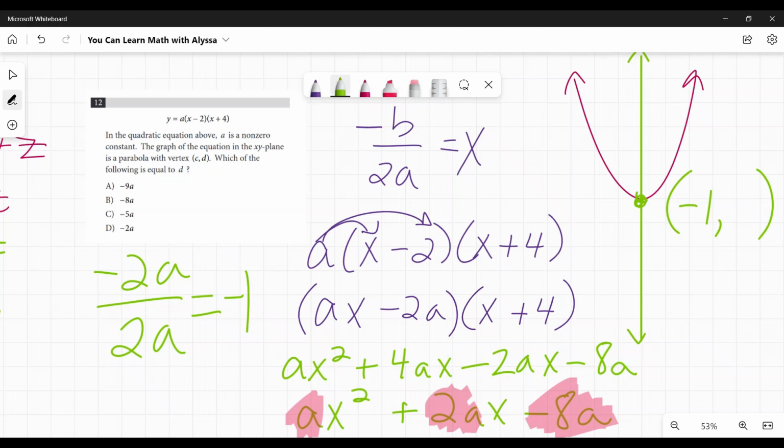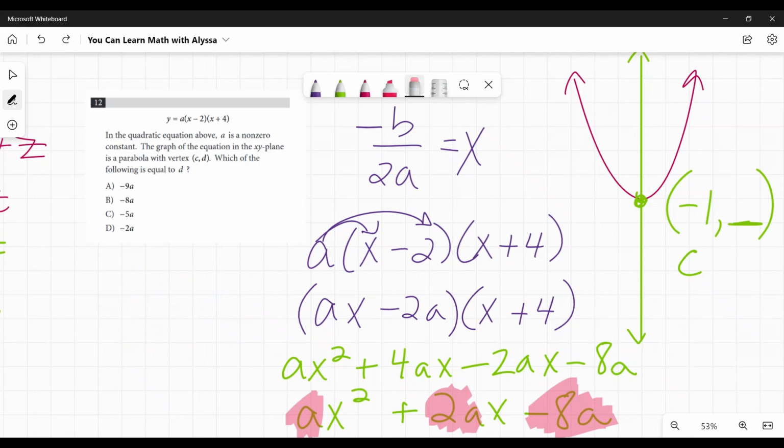Now, what are they asking for? Is that what they're asking, negative 1, the x? No. They're saying that this vertex, the coordinates are c and d. So negative 1 is what they're calling c, and this unknown y value is what they're calling d. And that's what they want to know. What is equal to d? How do we find that? Well, we know that our c, our x value, is negative 1.